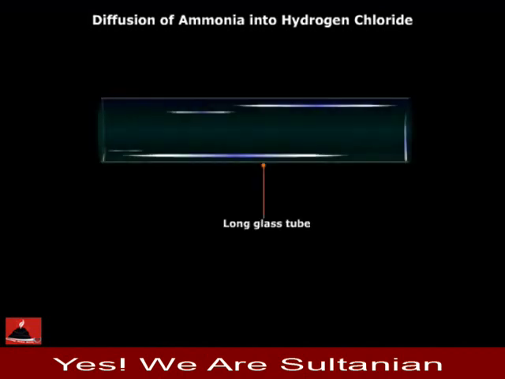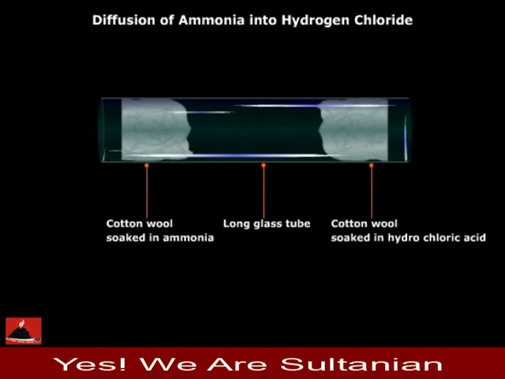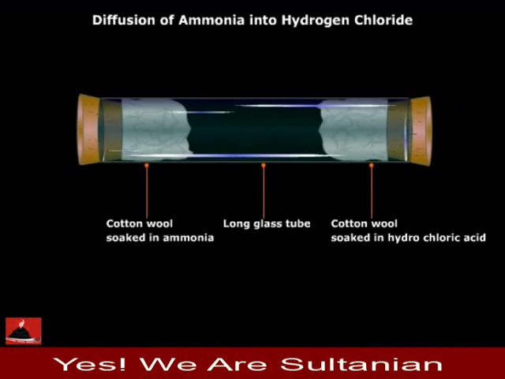Take a long glass tube and plug end A with cotton wool soaked in ammonia and end B with cotton wool soaked in hydrochloric acid. Seal the ends with rubber bungs.